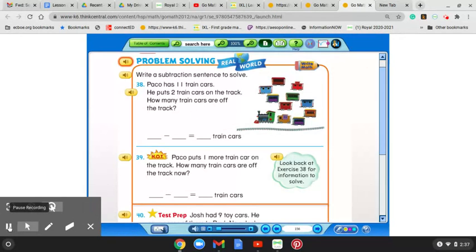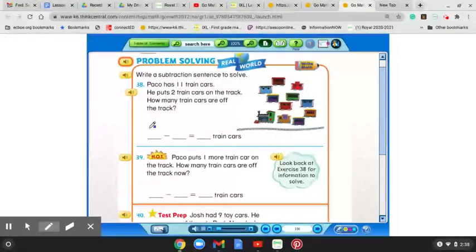Okay, now we are back together and we are going to look at number 38. Payco has 11 train cars. He put 2 train cars on the track. How many train cars are off the track? So we need to ask ourselves, how many train cars did he start with? Can you help me out? Great. I knew you would say 11. So we started with 11 train cars.